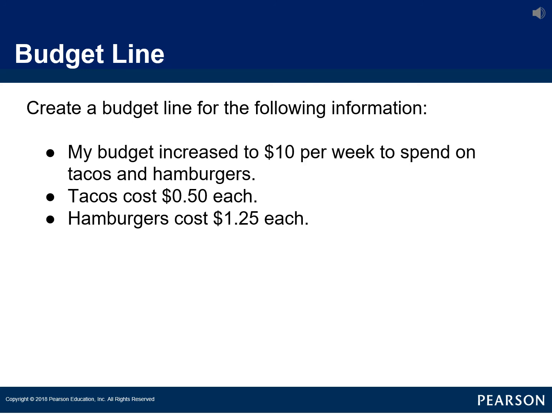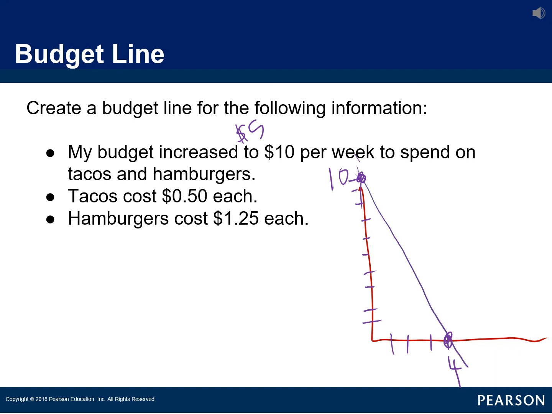Okay, so this second one, we see here that our budget increased to $10 a week. But what I want to put on here first is our original budget line, because that's going to help us see some comparisons. So this was our original budget line with the $5. So the purple line is our $5 budget line, and then I'll do the $10 budget line in green.